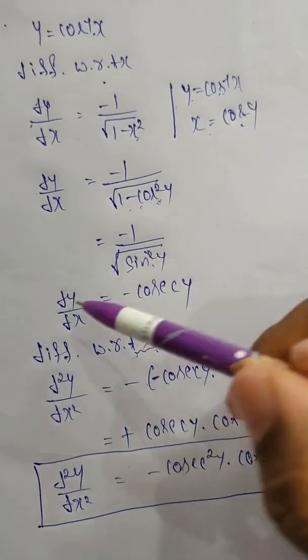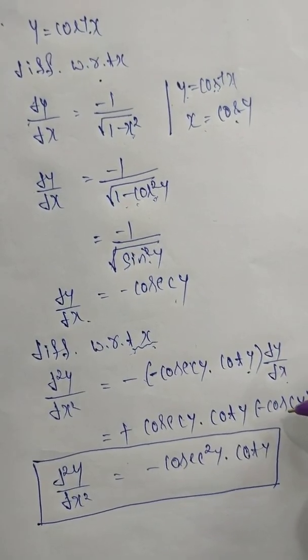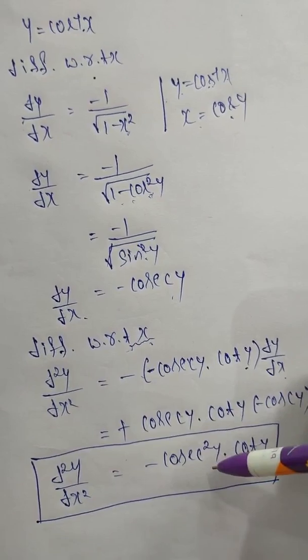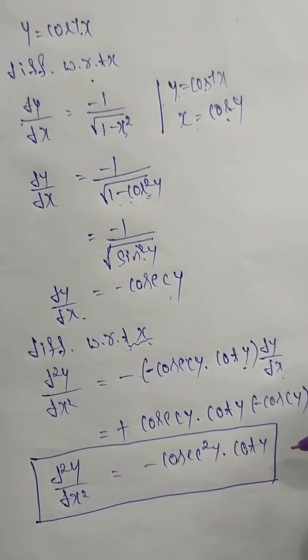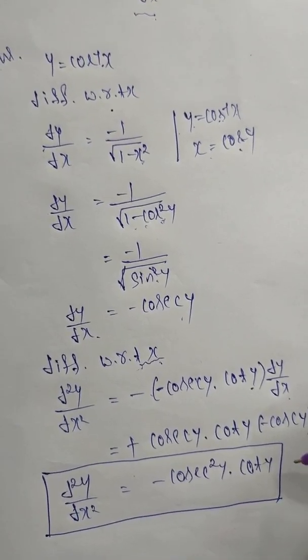What is dy by dx? The dy by dx is minus cosecant y. I have substituted here. Minus cosecant y into cosecant y is cosecant square y into cot y. So this is the answer. Is it clear? Very easy problem.